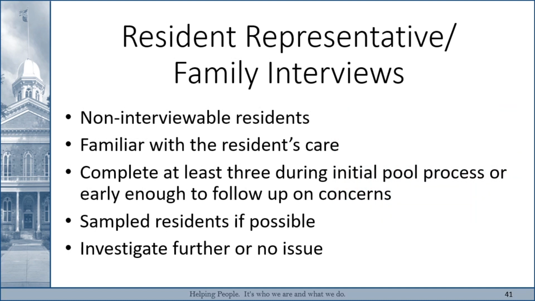Resident representative or family interviews. These take place generally for non-interviewable residents. They will want to speak to someone who's familiar with the resident's care, and they will try to complete at least 3 during the initial pool process or early enough to follow up on concerns. They will choose from sampled residents if at all possible, and investigate further if they identify issues.